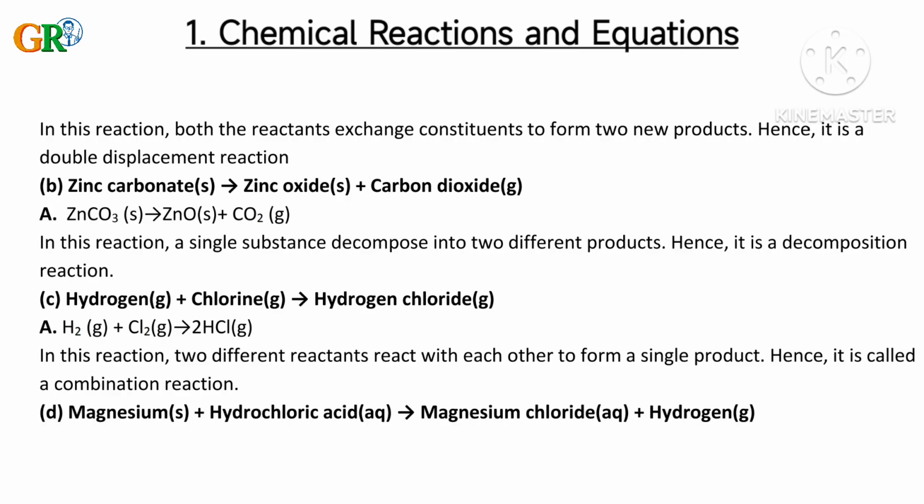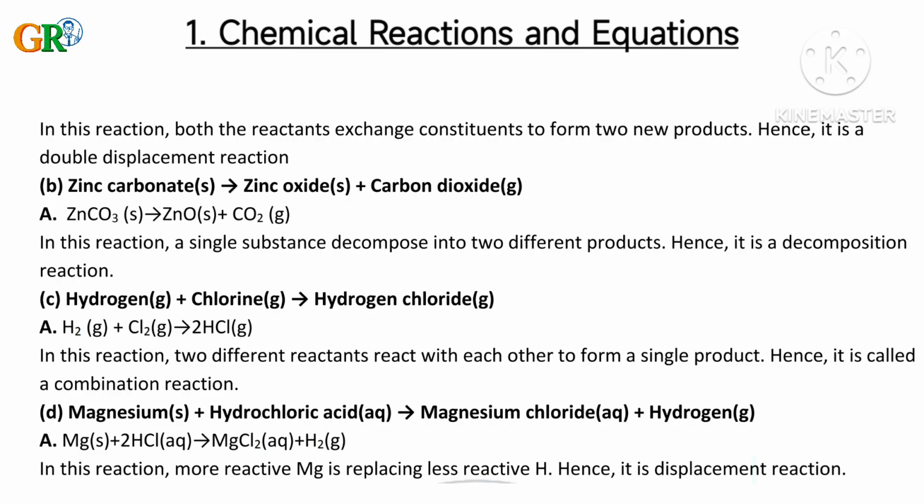D. Magnesium plus hydrochloric acid gives rise to magnesium chloride plus hydrogen. The balanced chemical equation is Mg + 2HCl gives rise to MgCl2 + H2. In this reaction, more reactive magnesium is replacing less reactive hydrogen. Hence, it is a displacement reaction.